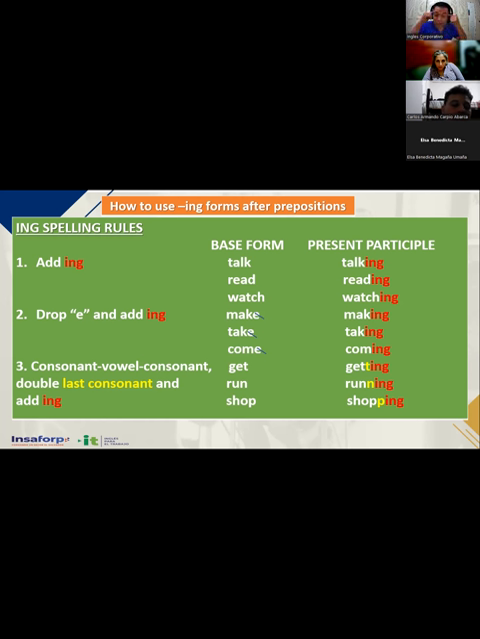You have to memorize the rules, right? Only that. And remember, this is not for the present simple or the simple past. No, this is for present continuous, right? Three rules only.